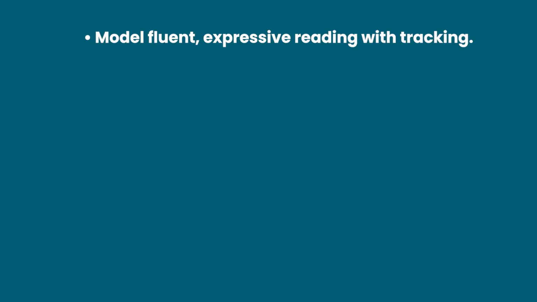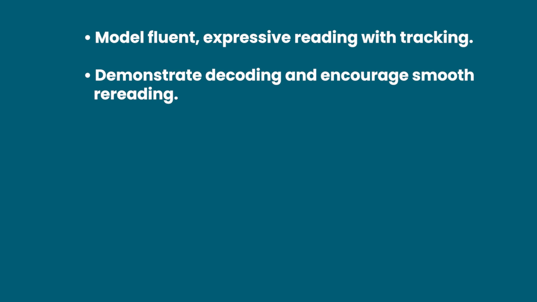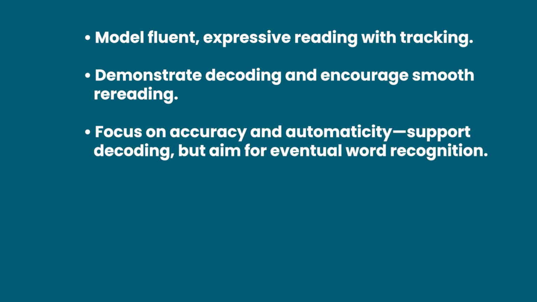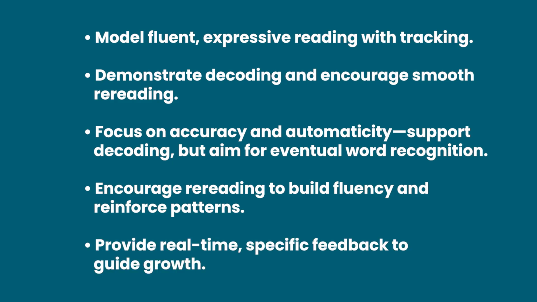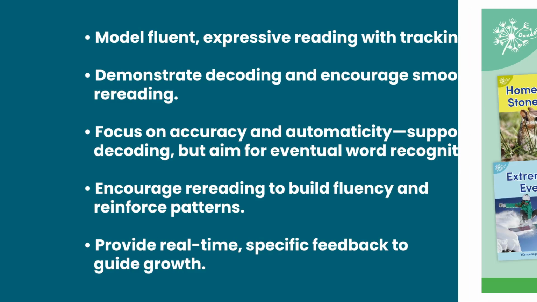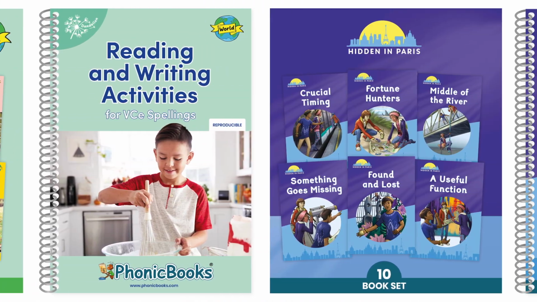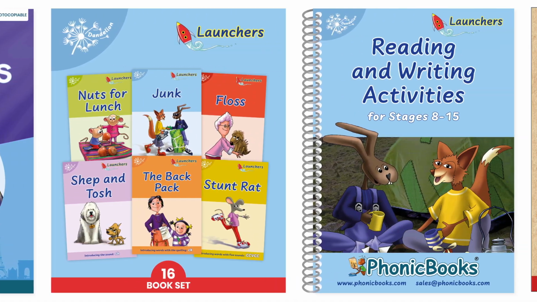When used intentionally, decodable texts serve as a bridge from phonics instruction to fluent, confident reading. The key is to balance support and independence. This is done in the following ways: modeling fluent expressive reading with tracking, demonstrating decoding and encouraging smooth rereading, focusing on accuracy and automaticity, supporting decoding but aiming for eventual word recognition, encouraging rereading to build fluency and reinforce patterns, and providing real-time specific feedback to guide growth. With consistent practice and thoughtful support, students will not only decode, but also understand and enjoy what they read.